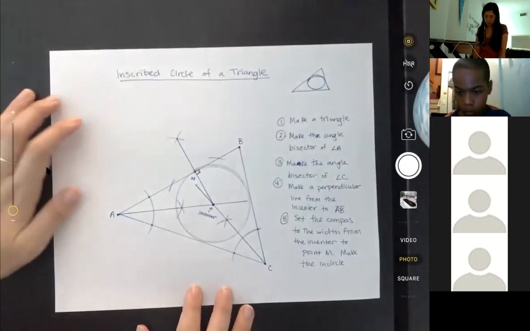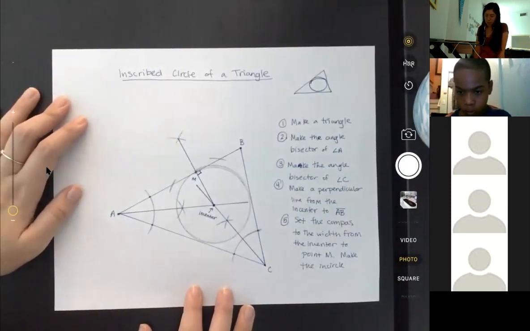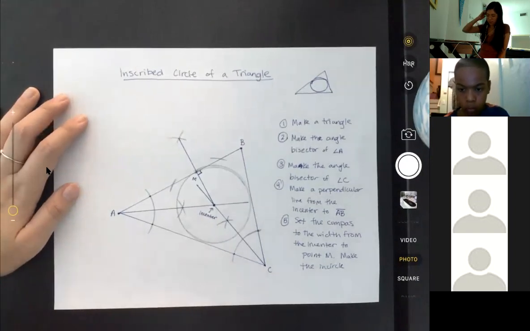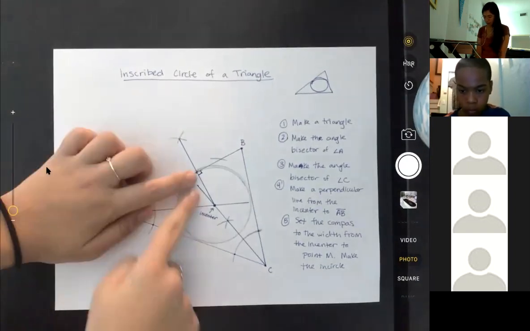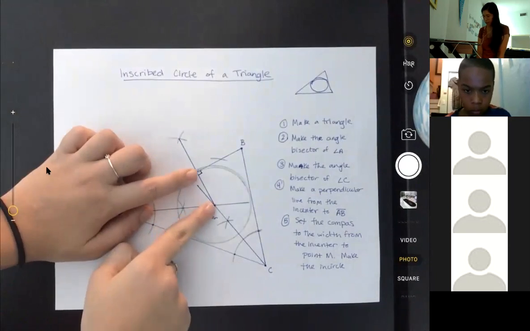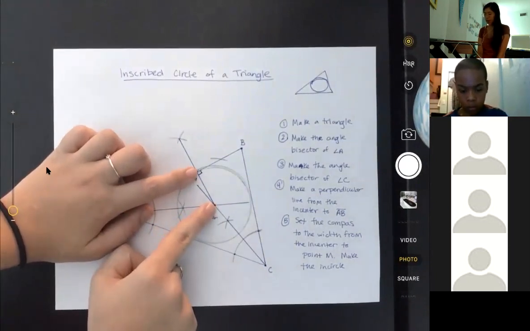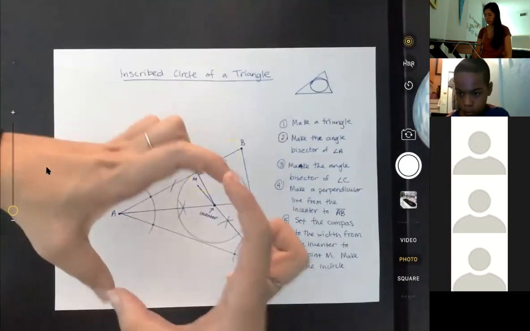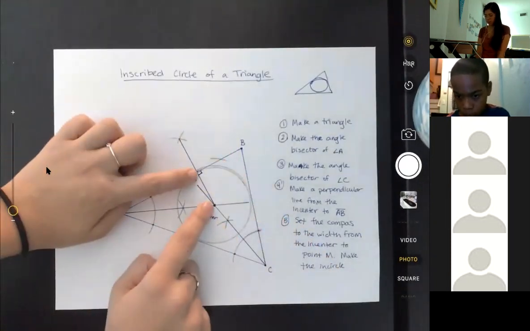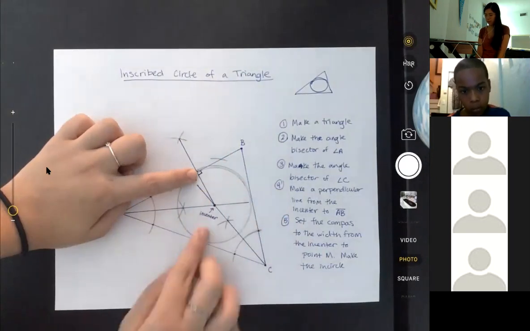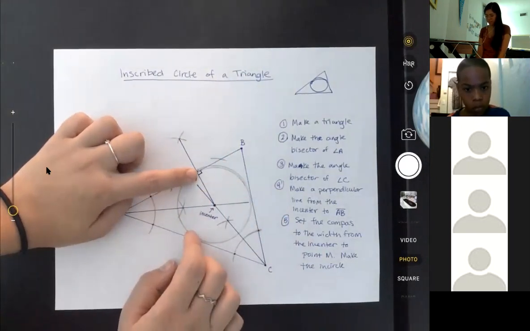Wait, do you have to do the right angle part, or you don't need to? You have to do the right angle part because this measurement from here to here is the radius of the circle. That's telling me how long or how big that circle is going to be. So if you don't do this step, your circle is not going to be the correct width. Okay.